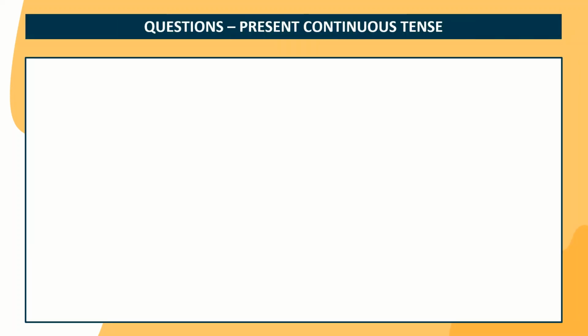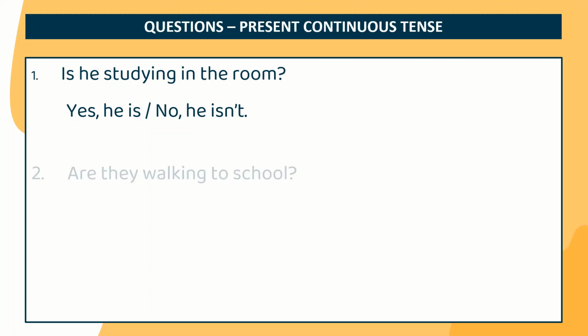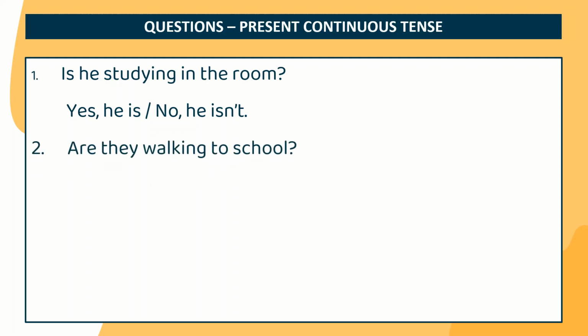So how do you answer questions that are in present continuous tense? For example, is he studying in the room? If yes, we say yes, he is. Follow the subject and follow the be verb. If it is no, no, he isn't. Number 2, are they walking to school? The subject is they. If yes, yes, they are. If no, no, they aren't.